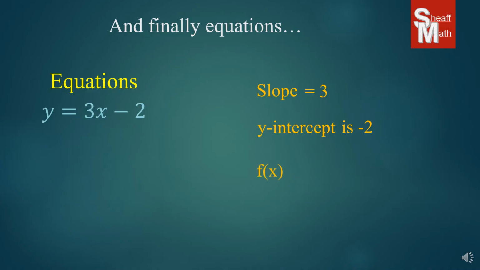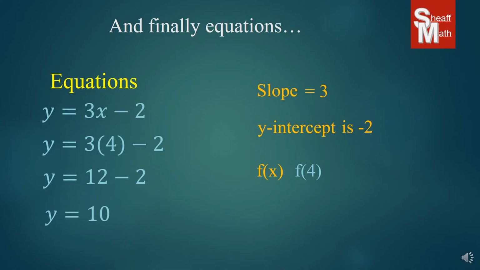Now, what if we were asked to find the function of, or the f of x? So let's say we were asked to do f of 4. So we simply, if x equals 4, we're going to put 4 in for x. We're going to substitute it in there and just simplify. 12 minus 2 is 10, and we found our y. If x equals 4, y equals 10. So again, the equations, when they're in slope-intercept form, are pretty easy to find those three pieces of information.